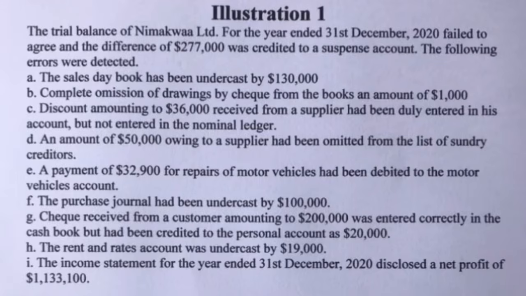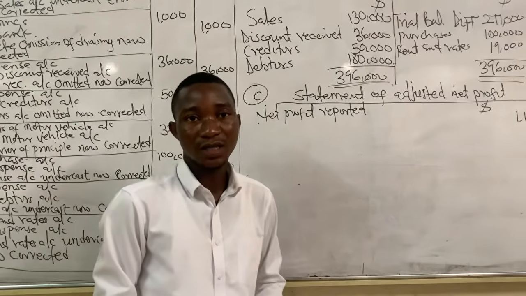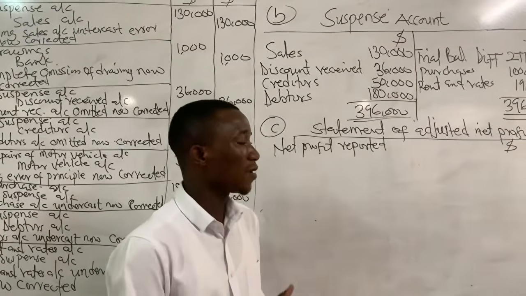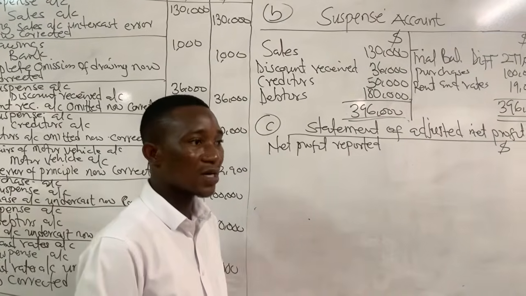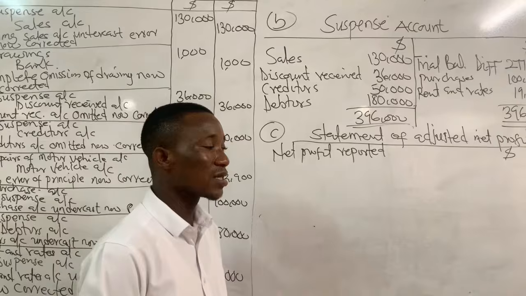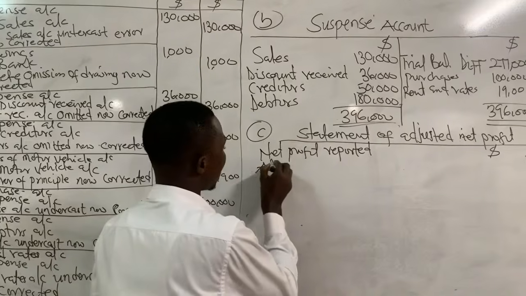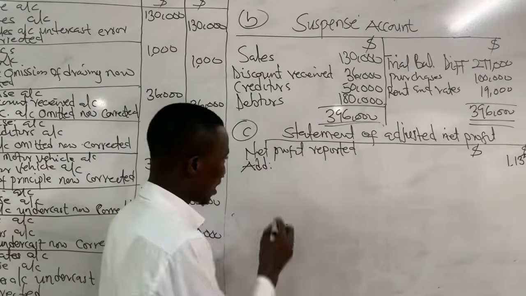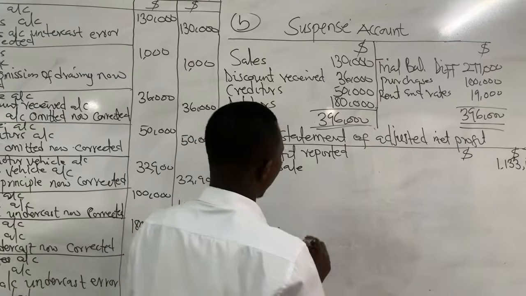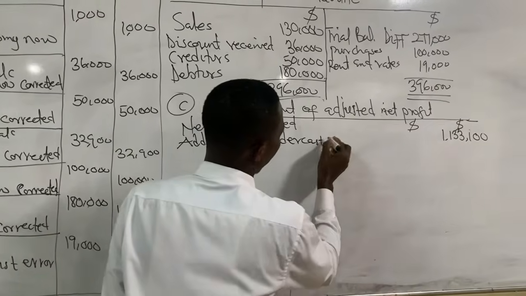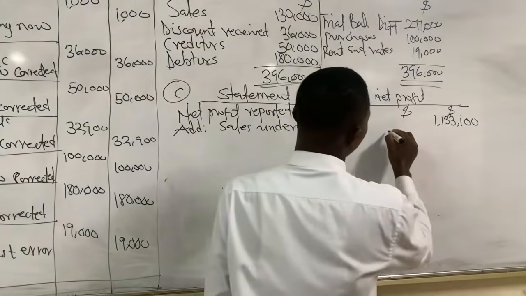So the first one is talking about a sales day book undercast. Anytime you reduce your sales, or anytime you reduce your revenue, you are actually reducing your net profit. So we add it back. Sales is the revenue. So if we reduce the sales balance, we are reducing our net profit. So we are adding sales. That is sales undercast, and the amount involved is $130,000.